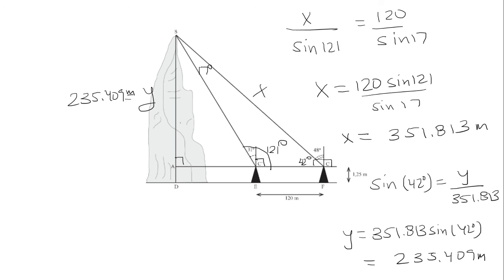So that's SA, but I want to find SD. SD over here is 1.25 meters. So I'm going to have to take 235.409 and add 1.25 to that. So the answer will be 236.659 meters.